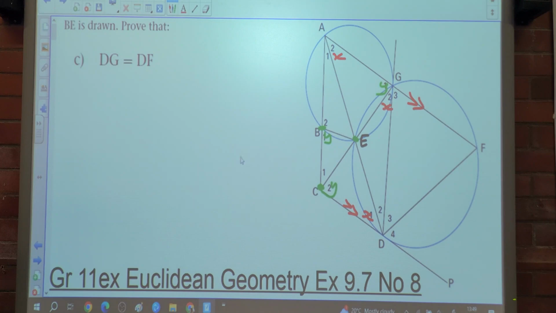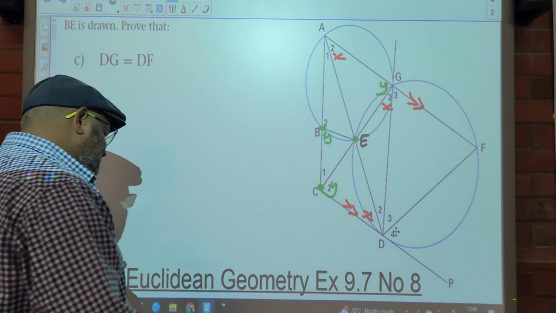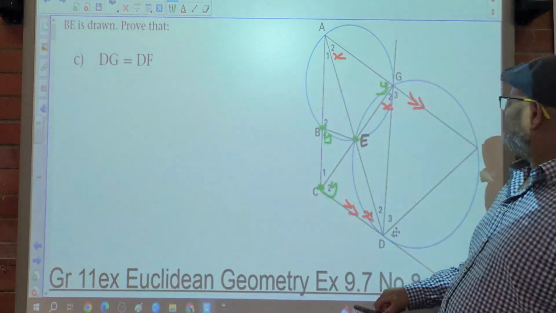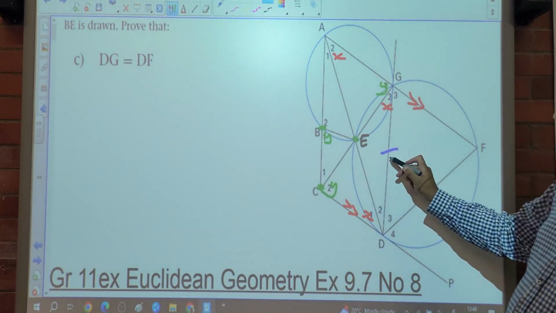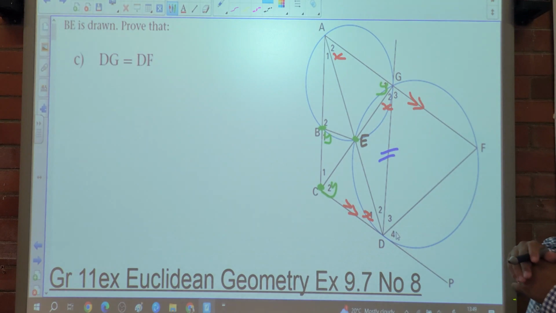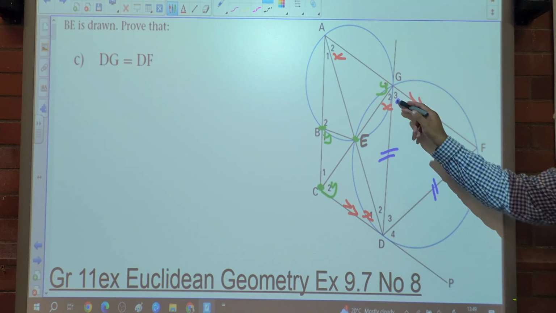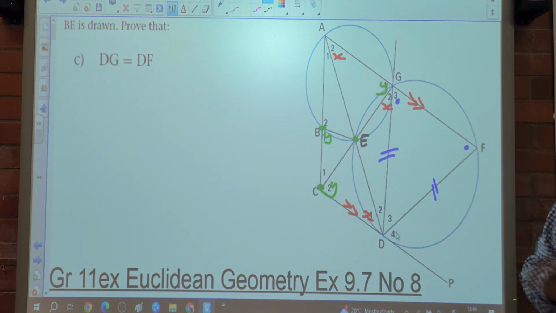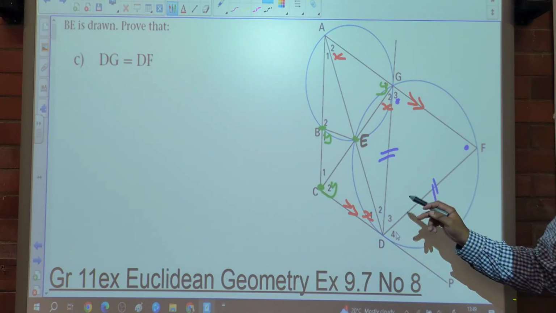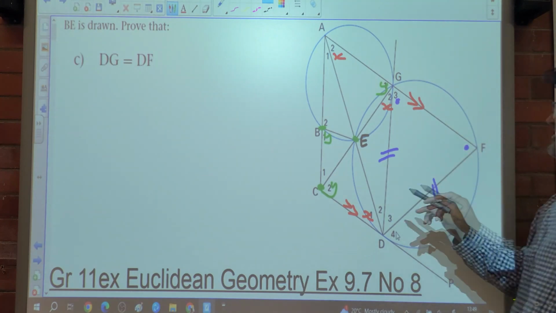Question C says prove that DG is equal to DF. Now if David said take a step back. If DG is equal to DF, then what can we conclude? G3 has to be equal to angle F. Why? Angles opposite equal sides. So what I'm going to do is work in reverse and see if I can prove that.